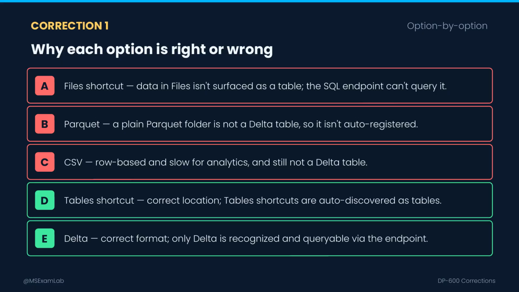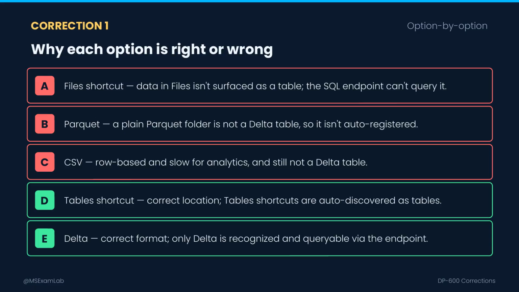Option C, CSV, wrong on 2 counts. It's a slow, row-based format for analytics, and it's still not a Delta table. Option D, a shortcut in the Tables section, correct. That's the location where shortcuts are auto-discovered as tables.